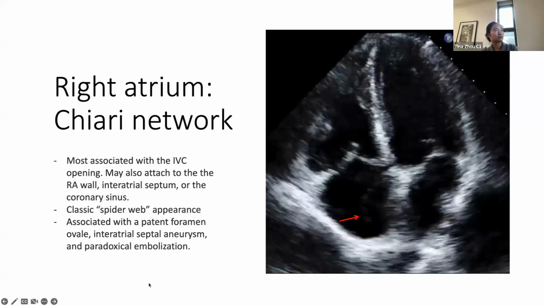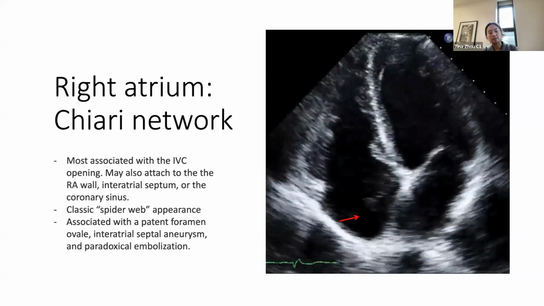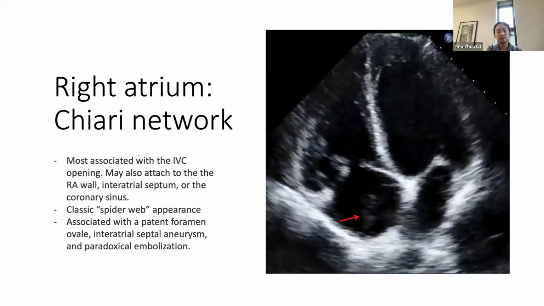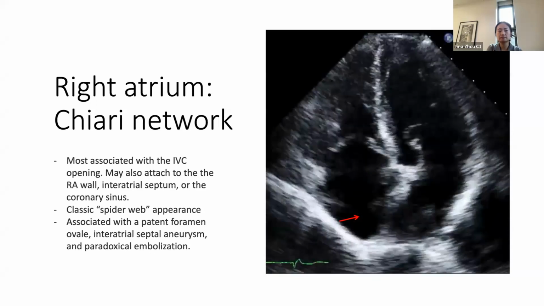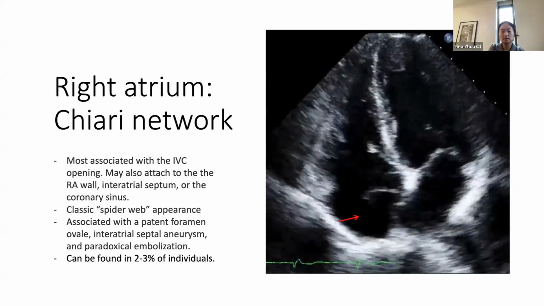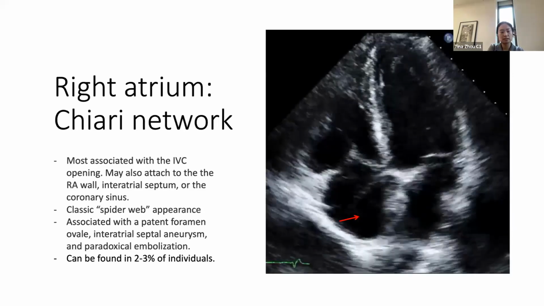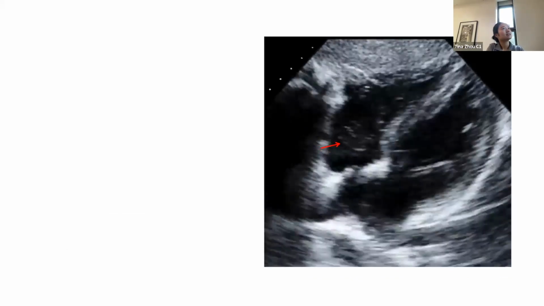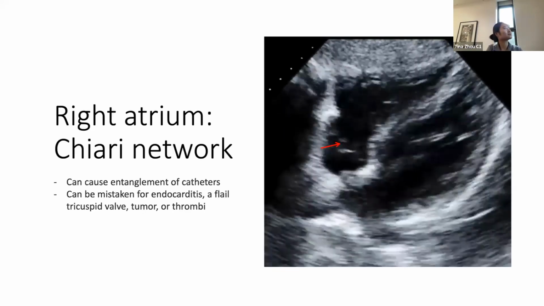It is often associated with patent foramen ovale, interatrial septal aneurysm, and sometimes paradoxical embolization, but the frequency of that is really fairly debatable. It's relatively less common compared to the eustachian valve, found in about 2 to 3% of individuals. Moving on. It's still the Chiari network. I just found a couple more clips.